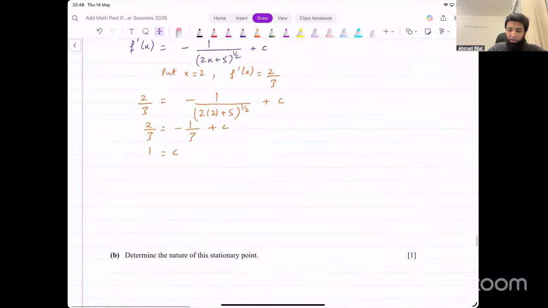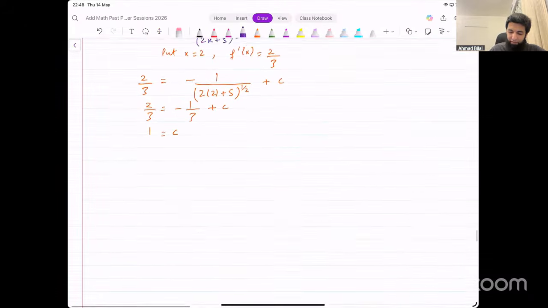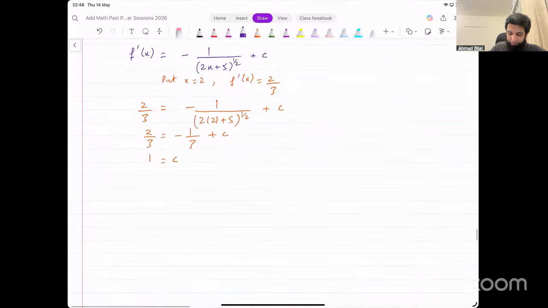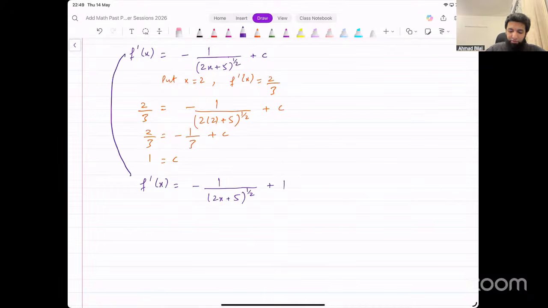And we know now that the derivative f prime of x, f dash of x, can be written as negative 1 over (2x plus 5) whole raised to power 1 over 2 plus C, which is plus 1. Okay, we found the derivative now. We found the first derivative.